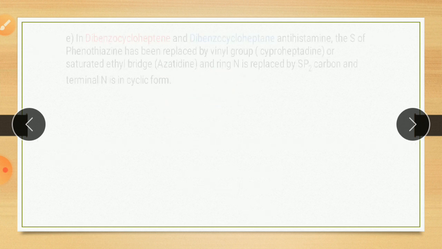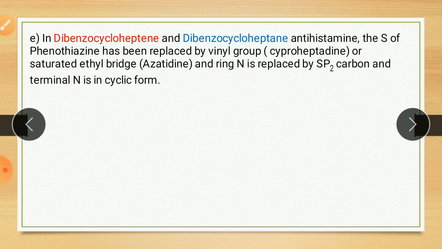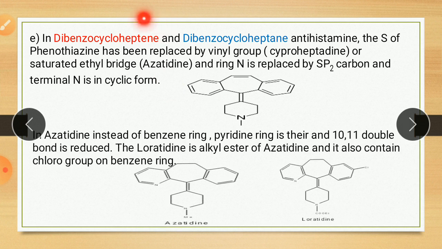So if we make these changes, that is, sulfur is replaced by a vinyl group or a saturated ethyl bridge, the ring nitrogen is replaced by an sp2 carbon, and the terminal nitrogen is in cyclic form, then this compound is called dibenzocycloheptene and dibenzocycloheptane. Here heptene means alkene, here it is alkane, heptane.